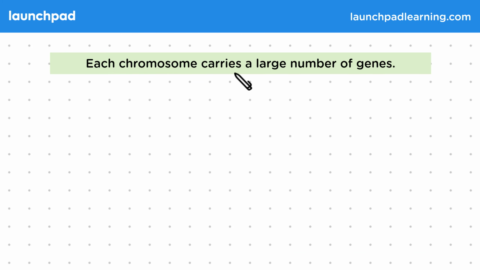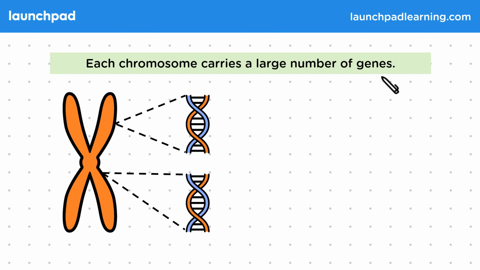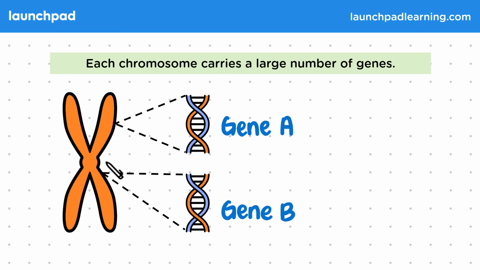Each chromosome carries a large number of genes. Genes are sections of DNA. For example, this part indicates gene A, and this part of the chromosome indicates gene B. There are many genes along the length of a chromosome. So what's the function of genes?